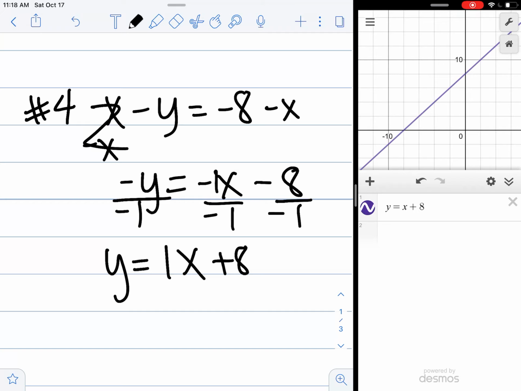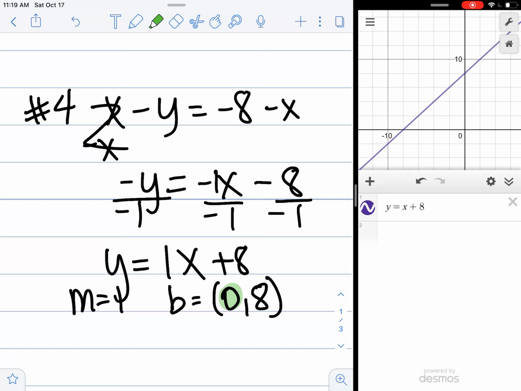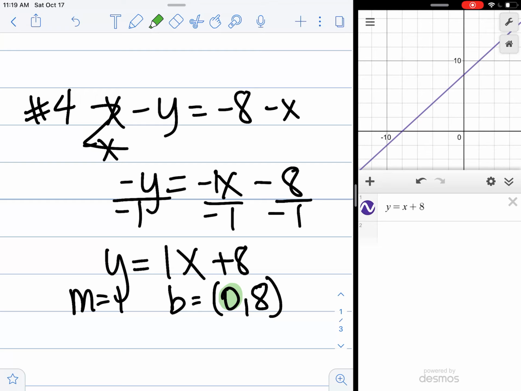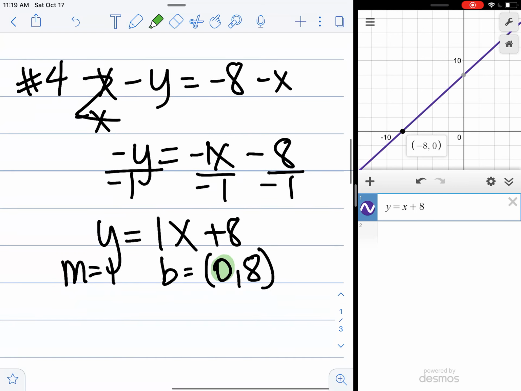So now we've got this guy over here. We have our m, which is 1. We have our b, which is 8, or 0, 8. Again, because it's a y-intercept, the x is 0. And now looking at our graph, we're going to come over here and we're going to find that x-intercept. So where it crosses the x-axis, boom, right here. And then it tells us that our 0 is negative 8, 0.